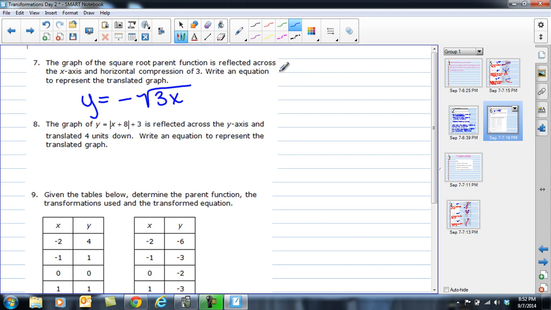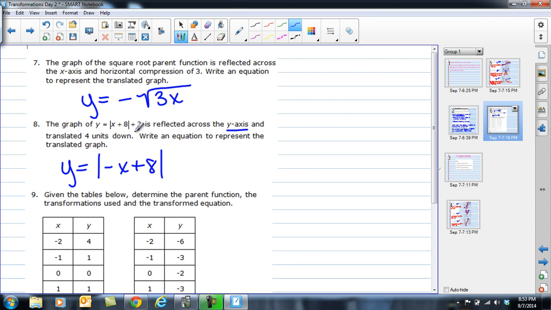So number 8, the graph of y equals the absolute value of the quantity x plus 8 plus 3 is reflected across the y-axis, and then it's translated 4 units down. To reflect across the y-axis, the negative has to go inside the symbol. So I'm going to start with my absolute value symbol, then I'm going to do -x plus 8. And then it says it's translated 4 units down.